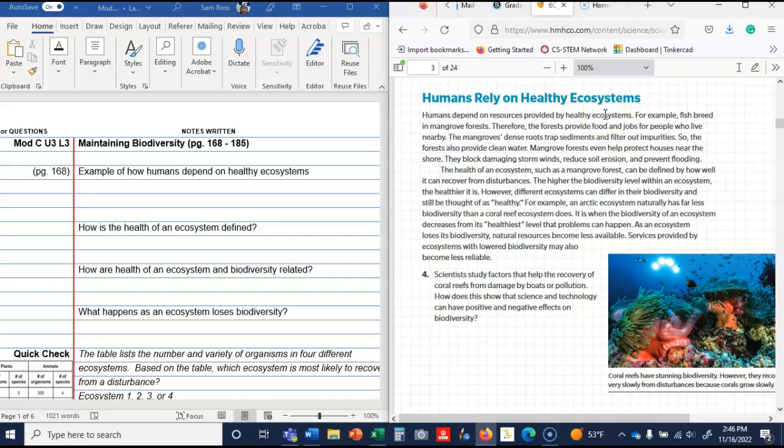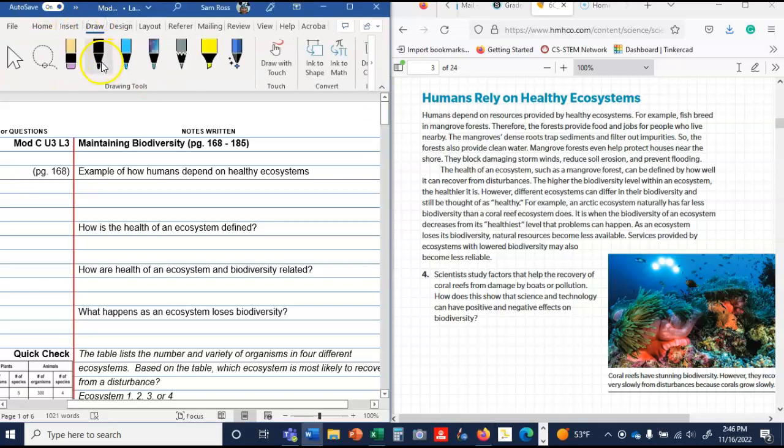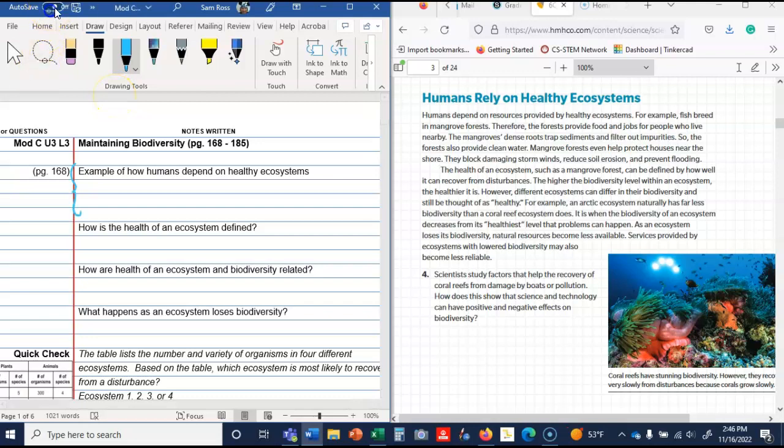Great. What is an example? For example, fish breed in mangrove forests. Therefore, the forests provide food and jobs for people who live nearby. That is your example. So that's this first part. Let me get to the draw screen. I'll say it again. For example, fish breed in mangrove forests. Therefore, the forests provide food and jobs for people who live nearby.